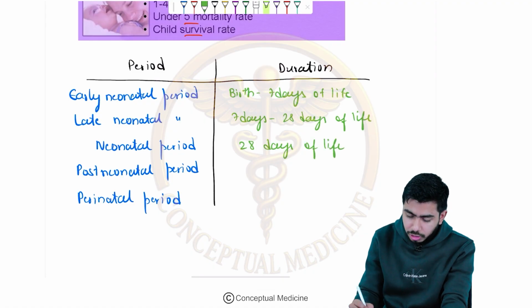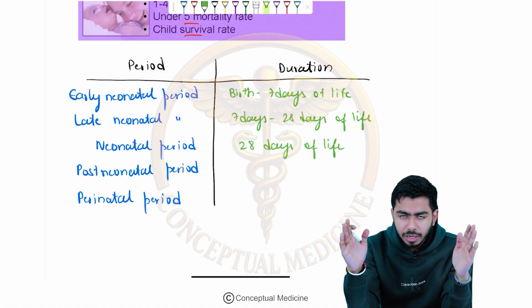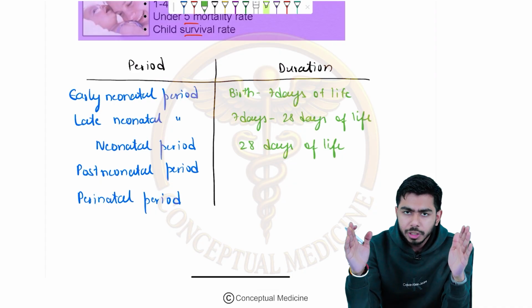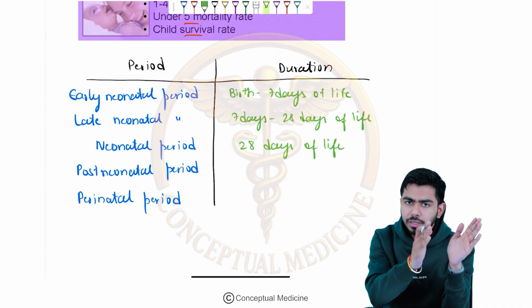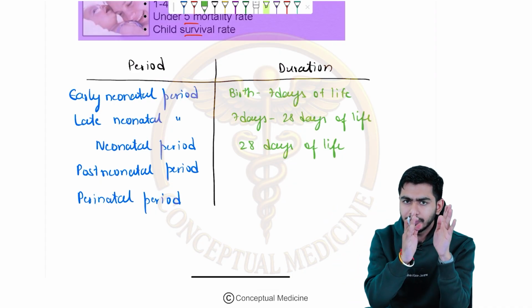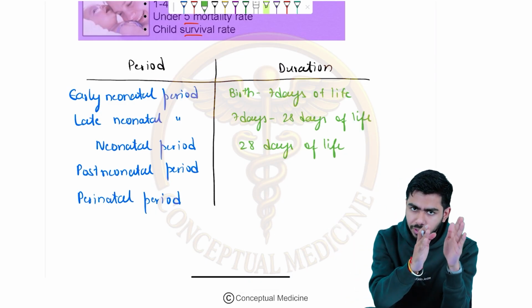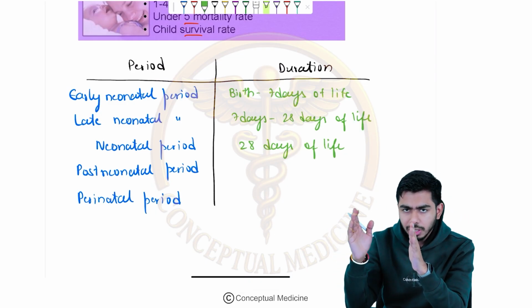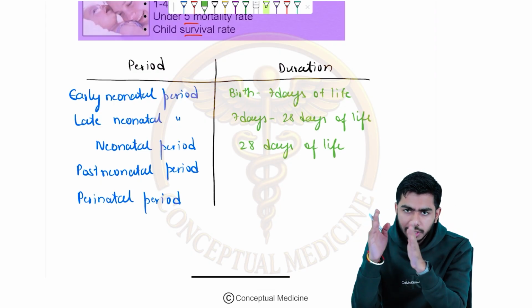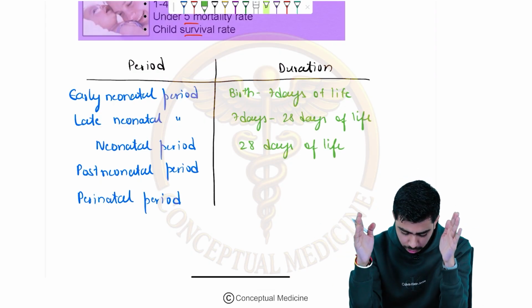So the total neonatal period, guys, is the 28 days, and we have divided this neonatal period into two parts, early neonatal period and late neonatal period. Early one is 0 to 7 days, and 7 to 28 days will be the late neonatal period. So early and late neonatal periods together form the neonatal period.